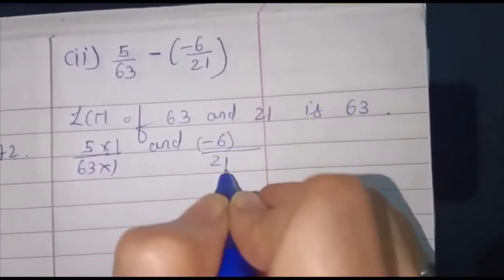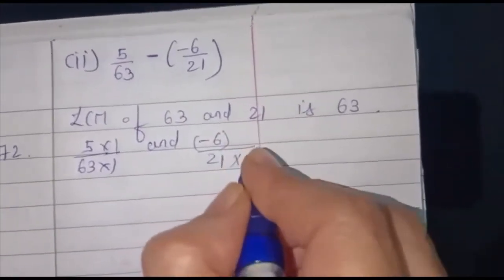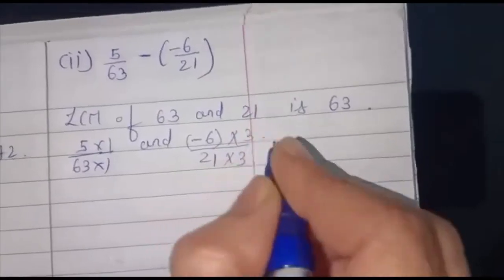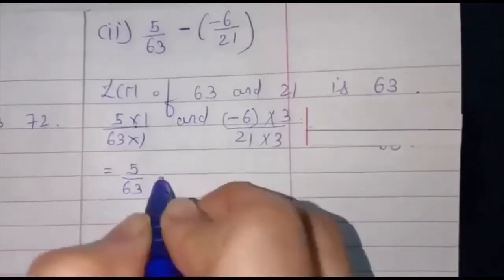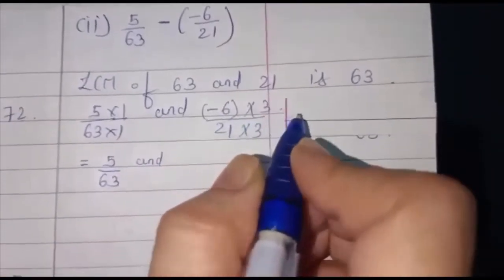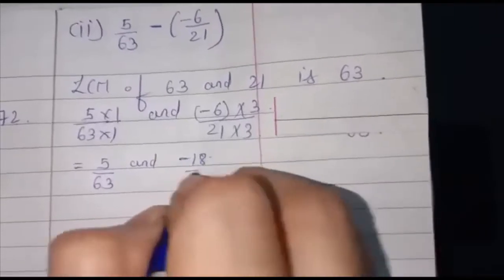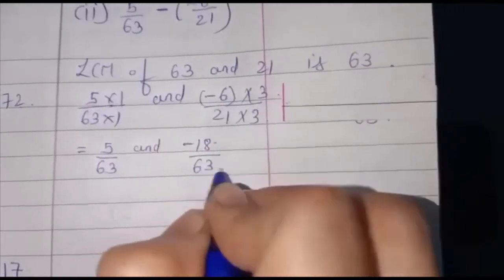Now 21 with which number we will multiply to get 63? So 21 with 3 we will multiply. Down 3, up also 3. Okay. 5 ones are 5, 63 ones are 63, and minus 6 into 3, that gives minus 18 upon 21 into 3, that is 63.